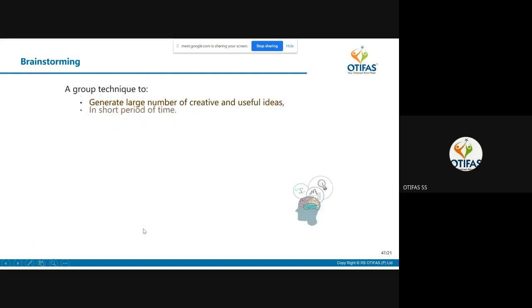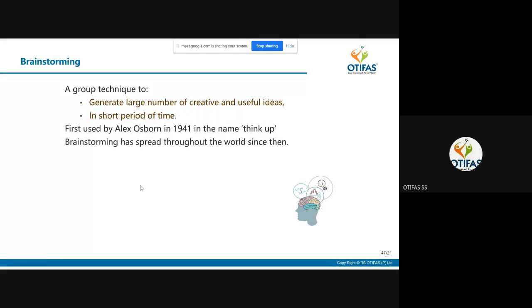So brainstorming is a group technique where you can generate a large number of creative and useful ideas in a short period of time. It was first used by Alex Osborn in 1949 under the name of thinker.